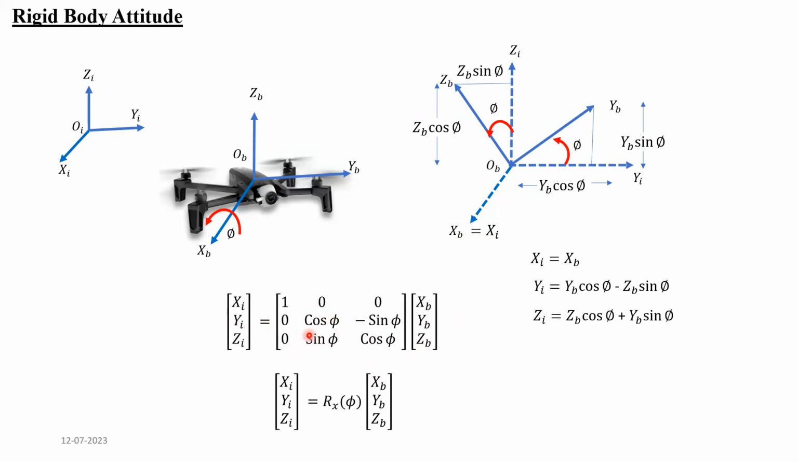So this matrix I'm representing as Rx of phi, because I'm rotating about x, in the direction of xb, with the angle phi. That's just the notation.